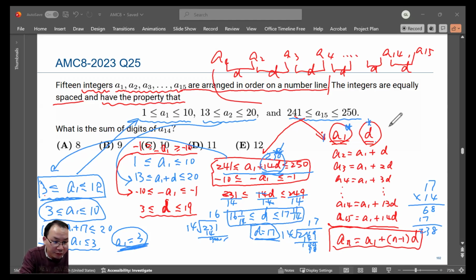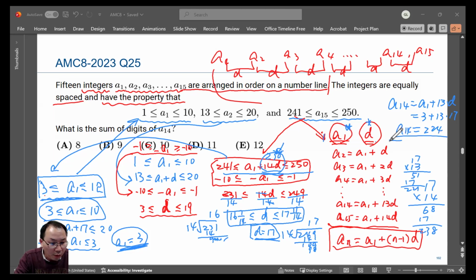So what's the question? What's the sum of the digits of A14? So A14 actually is A1 plus 13 times D. So here we replace 3 plus 13 times 17. Okay. So 13 times 17, let's do some small work here. 13 times 17 is 221, right? So 221 plus 3 is 224. So A14 is 224. So what's the question? What's the sum of the digits of A14? So here is 2 plus 2 plus 4 equals 8. The final answer is 8.